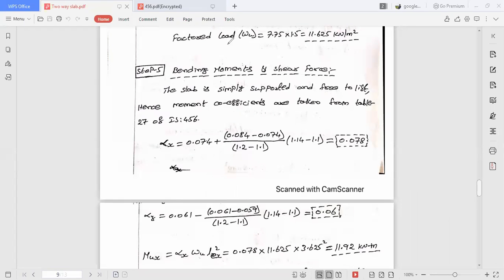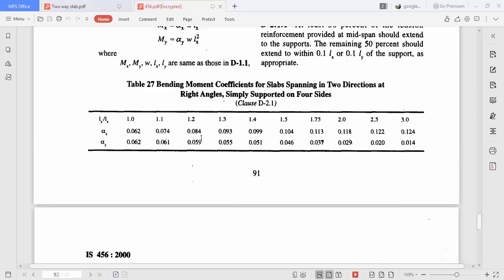In the same way, calculate alpha y also. But see here, why we got minus? Here we used plus. Here why we got minus means if you check this material, that means if you check the code, the values are going on reducing.